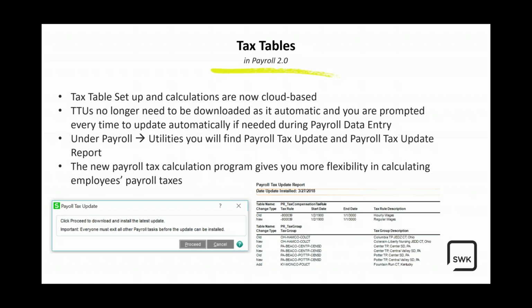If there is, it will prompt you. It's just going to say, hey, there's a new tax table update. Please have everybody exit the system. You would hit proceed, and the system would then update those for you. So now you don't have to download it. It is automatic, and it will automatically prompt you in the system. You also have the ability to run it manually if you want, under the utilities menu. Once an update is installed on your system, if you would like to know what changed with that update, you can run a payroll tax update report for the date that it was installed. It will give you a brief description of what changed and so forth, in a nice report.